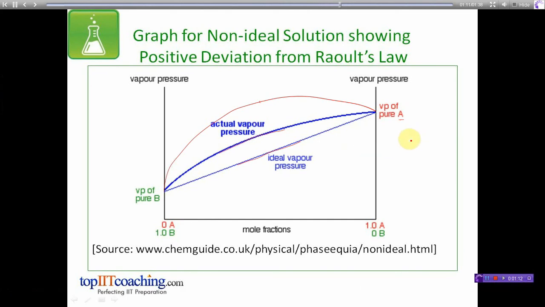The example of this kind of solution which shows positive deviation from Raoult's law is the solution of ethyl alcohol and water. The forces acting between their molecules in the solution are weaker as compared to the hydrogen bonds between the molecules of pure water and the dipole-dipole forces between pure ethanol molecules.